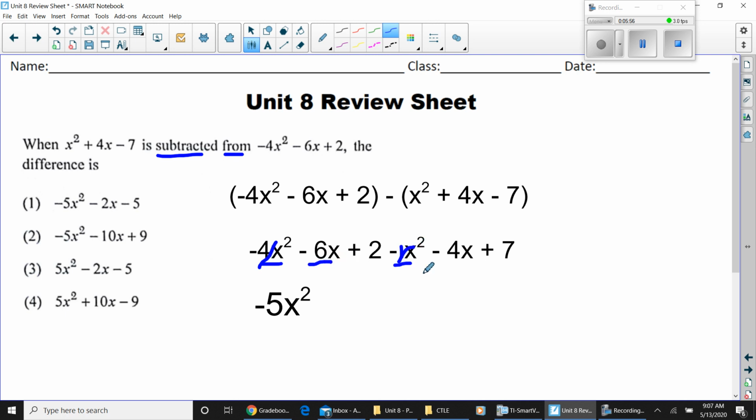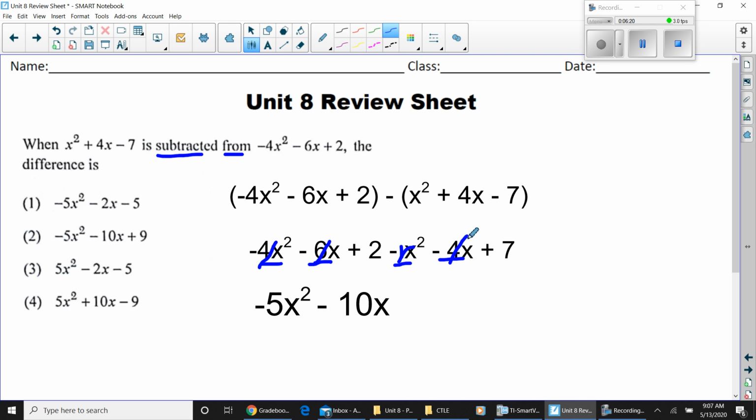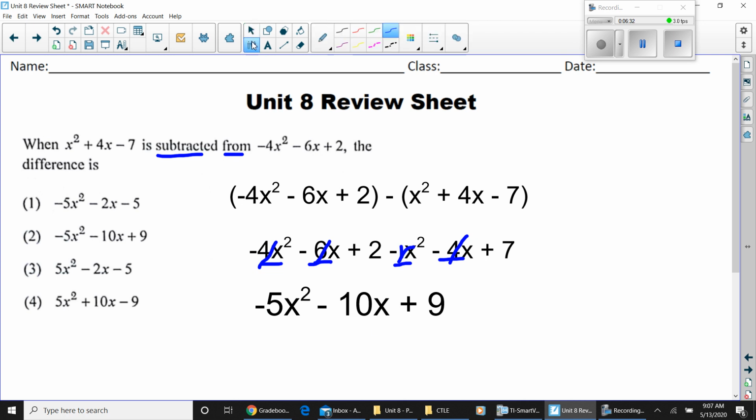Then I have a negative 6x and a negative 4x. Together, that would be negative 6 minus 4, which is negative 10x. And then I would get those out of the way. The 2 plus 7, obviously, is 9. So you could see it's negative 5x squared minus 10x plus 9, and that is your answer for number 2.